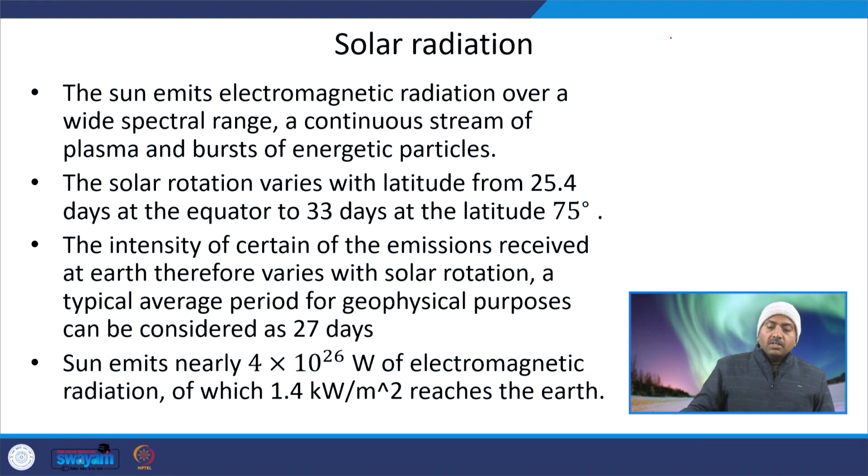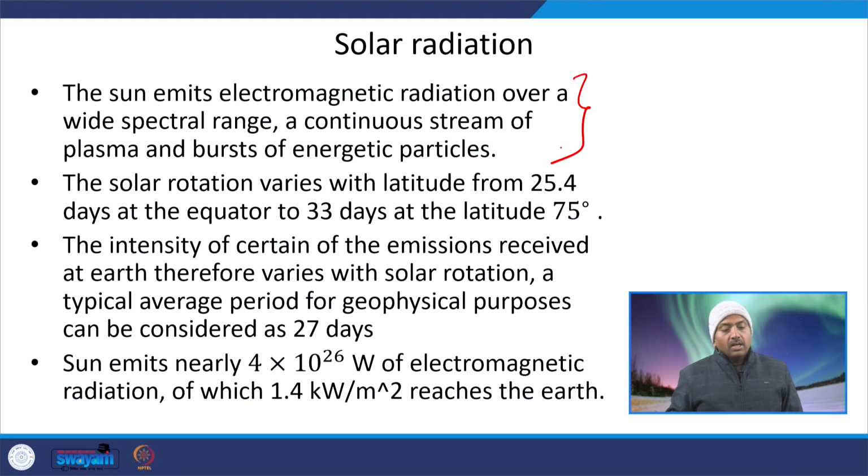Okay. The sun emits electromagnetic radiation over a wide spectral range. It emits not only electromagnetic radiation over a wide spectral range, it also emits a continuous stream of plasma, which I am referring to as solar wind, and bursts of energetic particles, which are the coronal mass ejections, the events in which huge amounts of plasma are thrown into the solar system or the interplanetary space. So, the sun is a source of all these three different types of energy outputs.